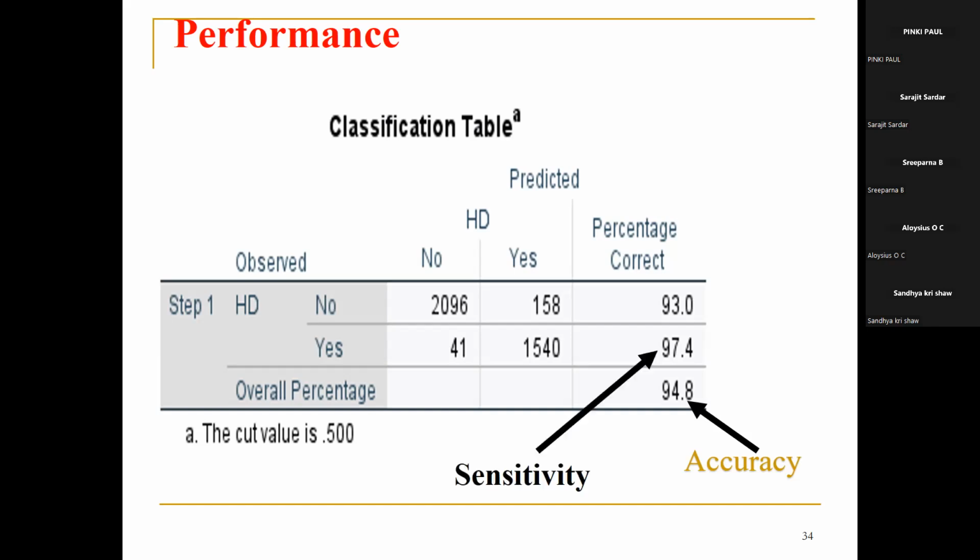Then you see that 97.8 is called the sensitivity. It shows how well your algorithm predicted yes as yes. And then this one is called specificity. It says how well your algorithm predicts no with respect to the original value. So these three are the most important criteria to find out how your model is performing.